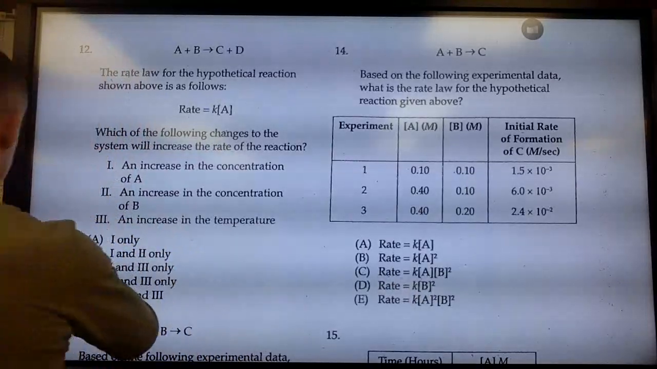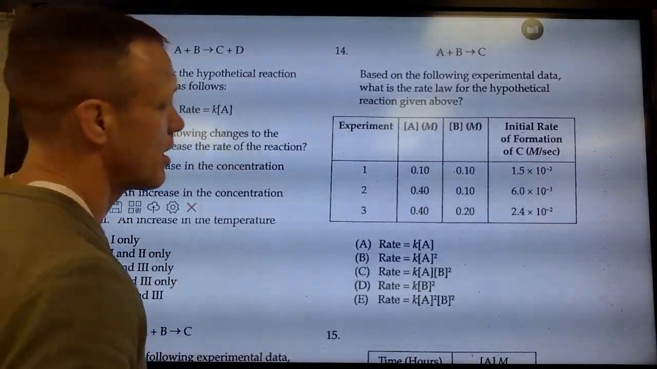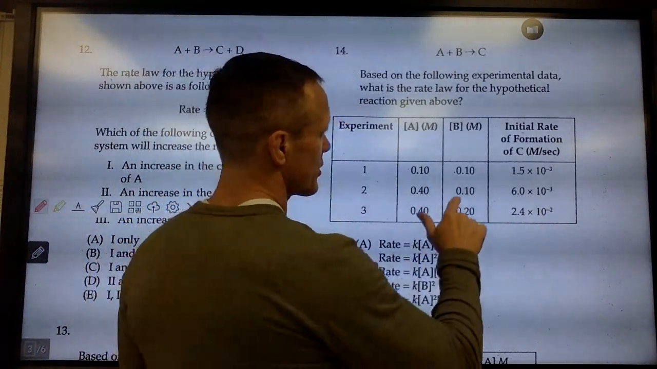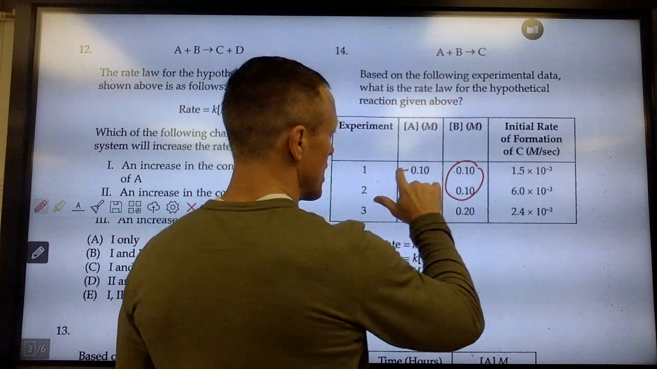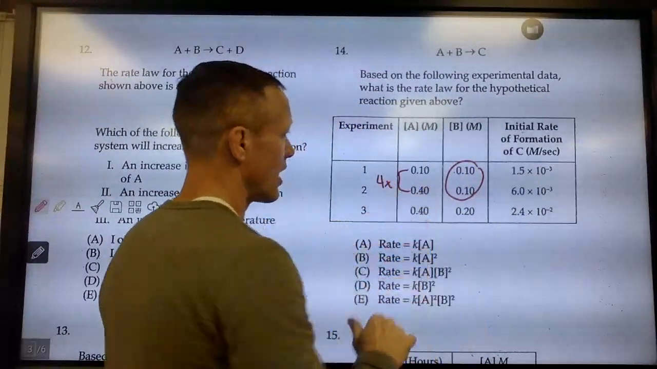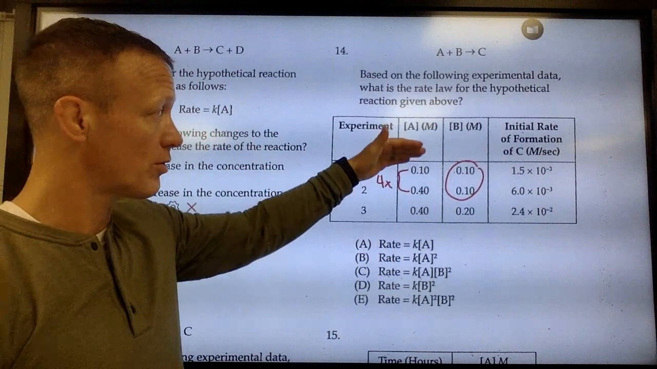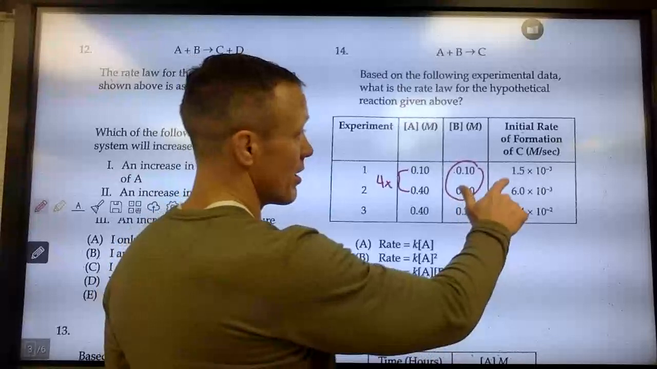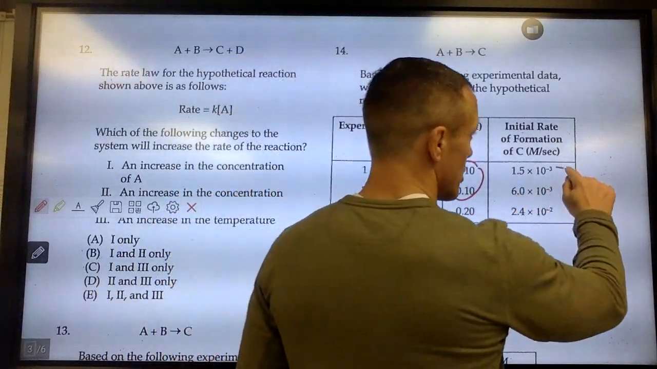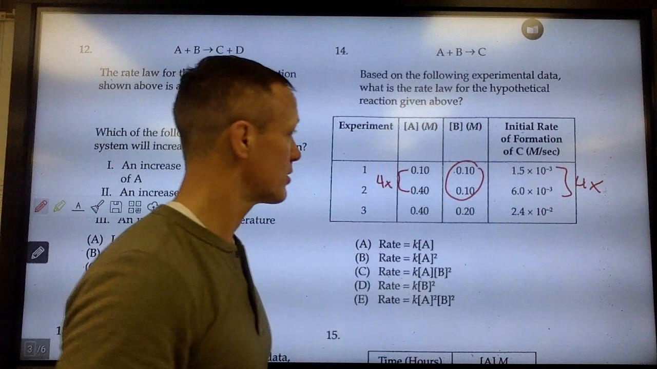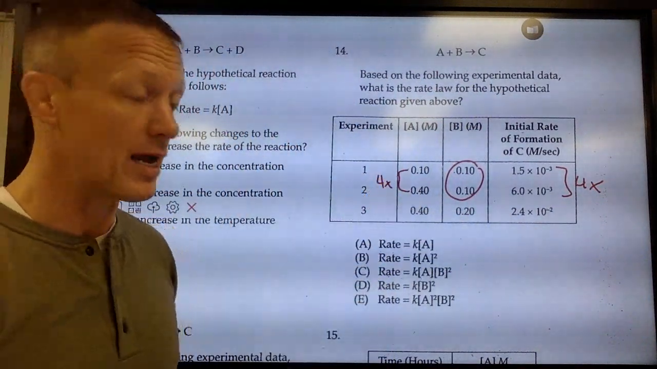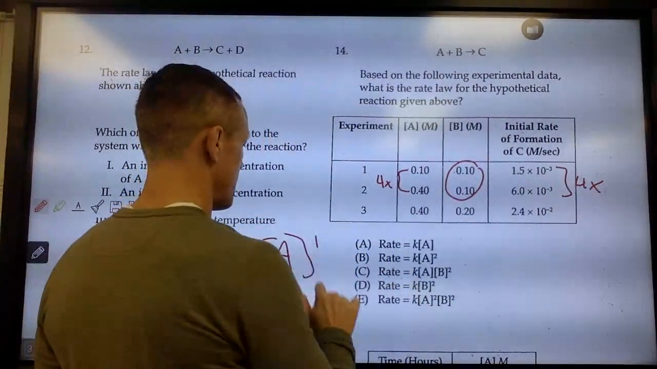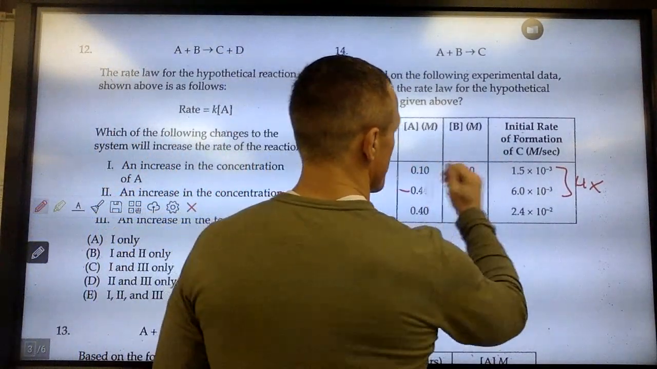All right, same reaction. Again, let's write our rate expression. B is not changing right here. A is going up 4 times, from 0.1 molar to 0.4 molar. So in this experiment, A is 4 times more concentrated. Let's see what happened to our rate. 1.5 to 6.0 is also 4 times. So that tells me it is first order with regards to A. Let's figure out B.